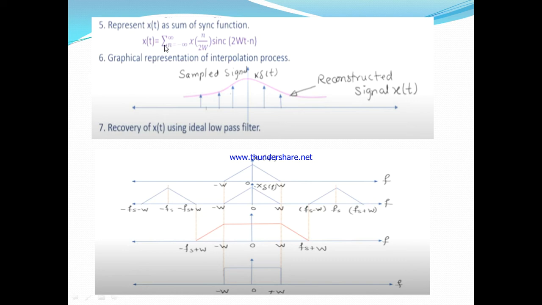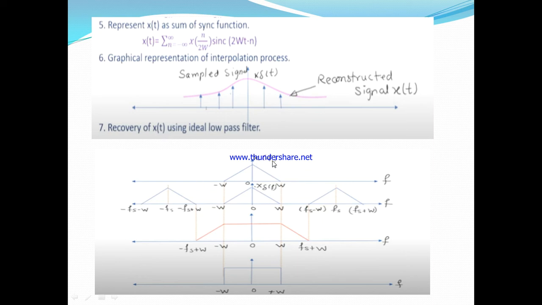Next, represent x of t as a sum of sinc functions. X of t equal to sigma n equal to minus infinity to infinity x of n by 2W sinc of 2W t minus n. This is the graphical representation of the interpolation process. This is the sampled signal x delta of t and this is the reconstructed signal. By using an ideal low pass filter, we have recovered x of t.